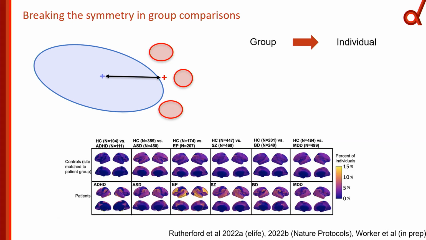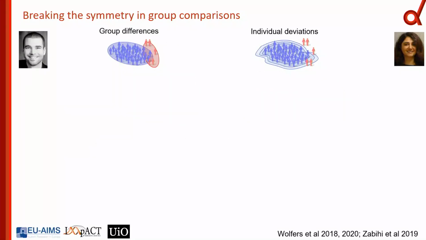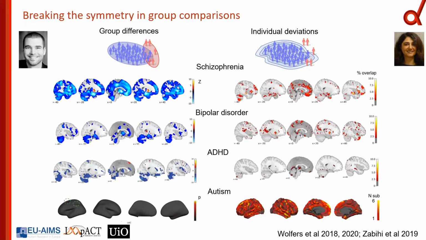And so by using this kind of normative modeling framework, we can translate from group level inferences towards individual inferences, and that provides us a way to get a handle on this kind of heterogeneity, the inter-individual variability that we see within these clinical cohorts. And if you want an example, there's a poster today. Amanda Worker has shown an example about predicting outcome in first episode psychosis at the level of the individual. And we've used this kind of framework in many different studies. This is work from Thomas Wolfers and Mariam Zabihi across many different disorders.